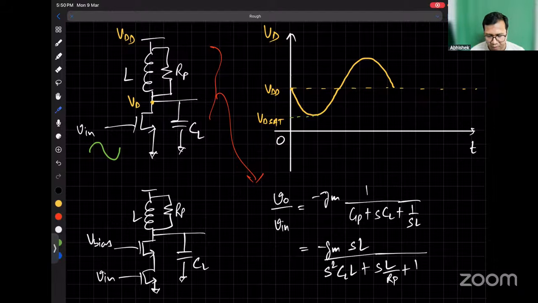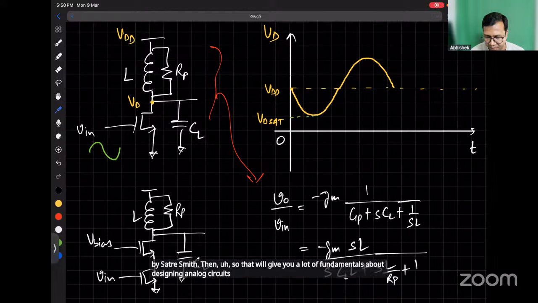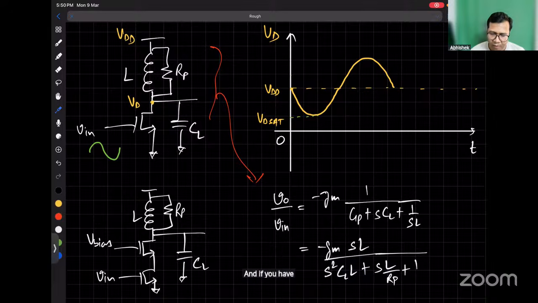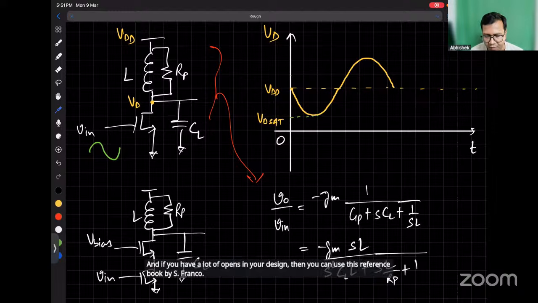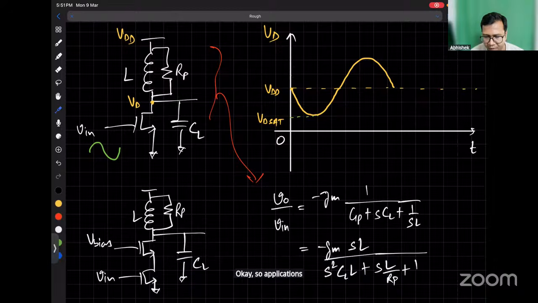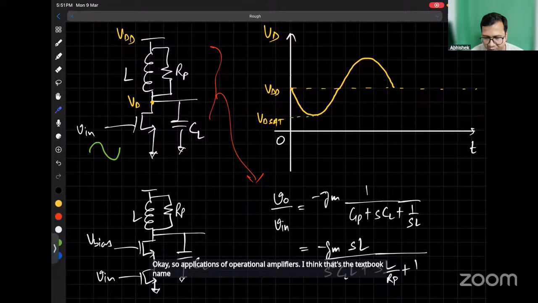That will give you a lot of fundamentals about designing analog circuits using transistors. And if you have a lot of op amps in your design, then you can use the reference book by S. Franco. Okay, Applications of Operational Amplifiers, I think that's the textbook name, by Sergio Franco.